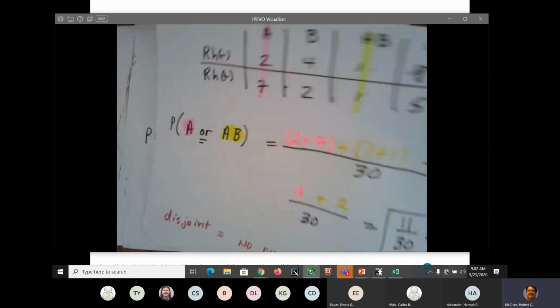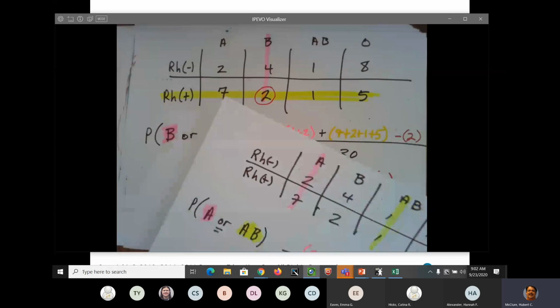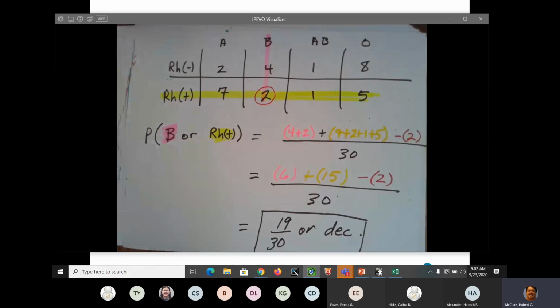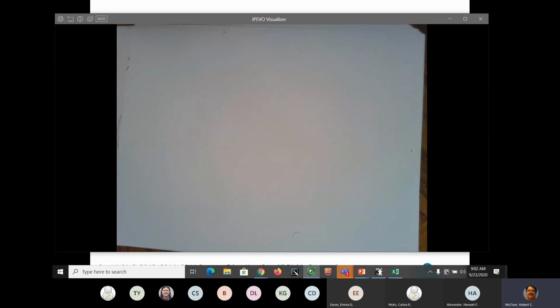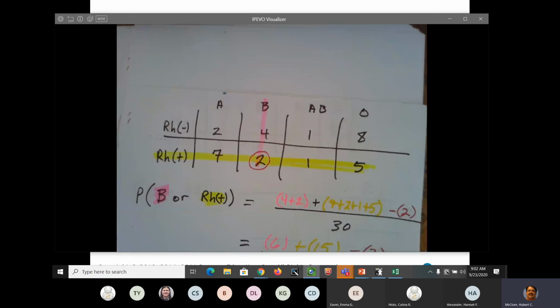Now, do you need to make a table? I would make a table, and most of the time, your problem with the additive law can be made into a table. Okay, like this.